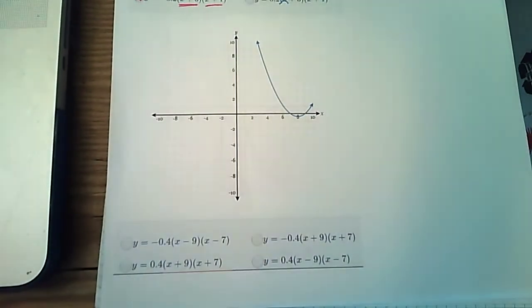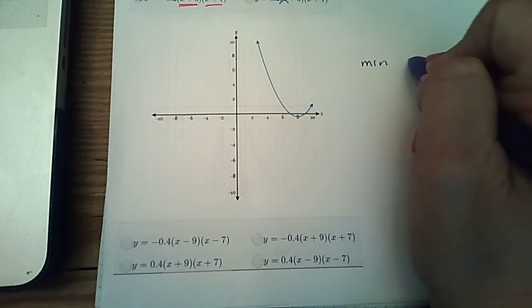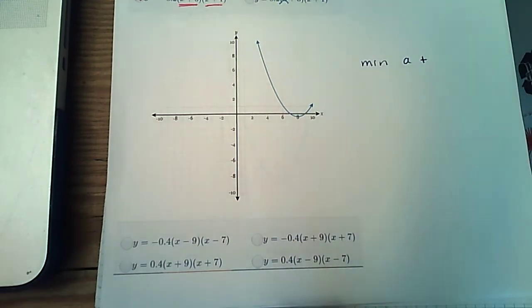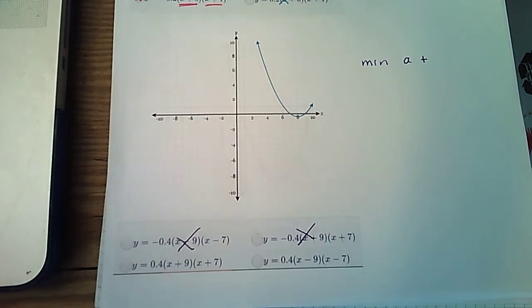Still we're going to have factored form because it's baby steps to get to the big guy. So starting off here, is it a maximum or a minimum? Well, it makes a U, so we know it's a minimum, so we know that A is positive. So right away, I'm going to come down here and knock off the negative ones. I know A is positive. That means the number in the front is going to be positive.